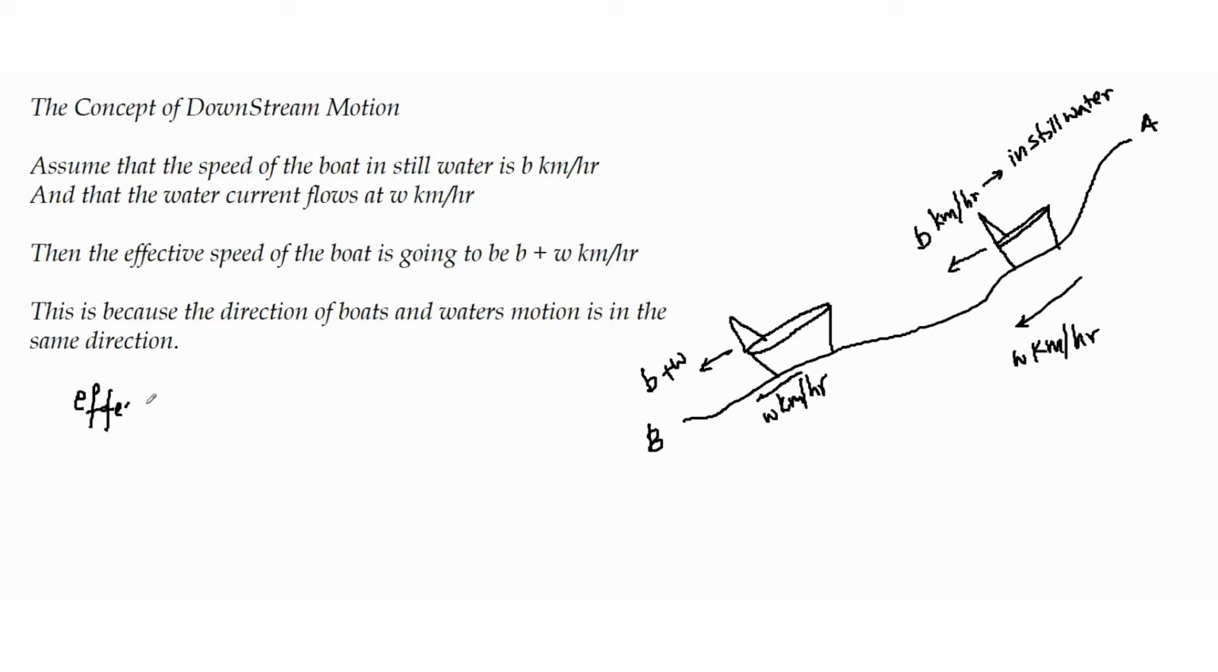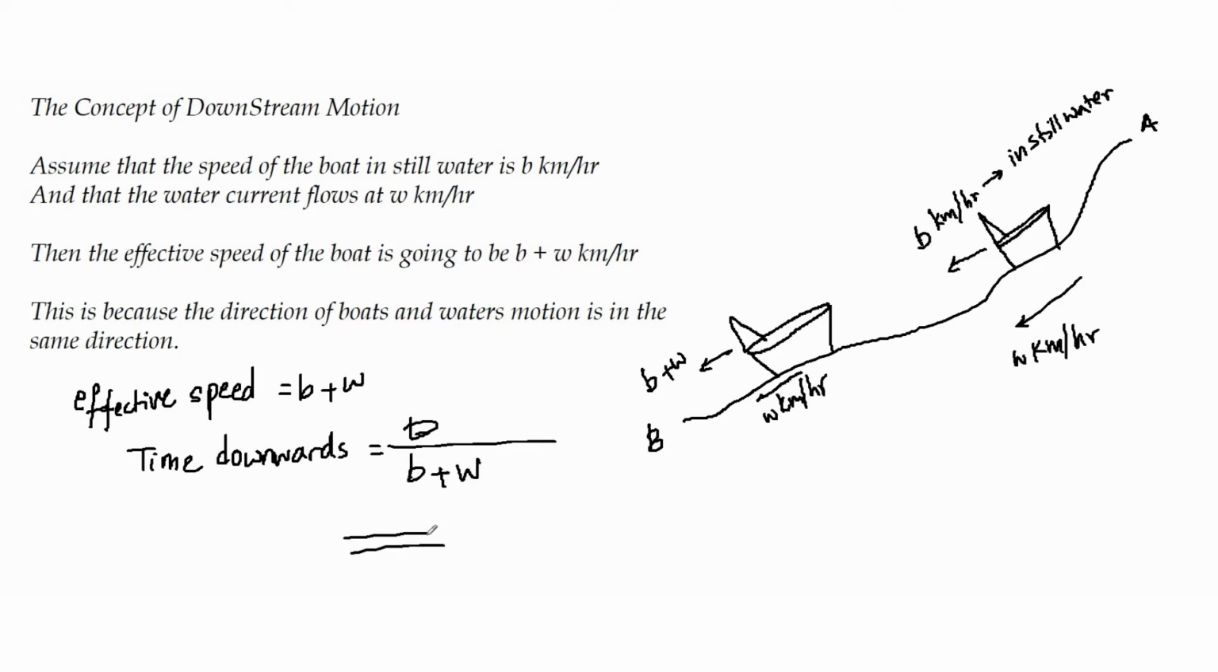And that is why the effective speed becomes b plus w. So the effective speed of the boat downwards becomes b plus w, and therefore the time taken to go downwards will be the distance to go downwards divided by the effective speed, which is b plus w, right? So in case of the upstream and downstream motion, the effective speed of the boat changes. In case of upstream, it is b minus w, and in case of downstream, it is b plus w. So when you're trying to find the time taken for you to row the boat, you will have to take into account these effective speeds, right?